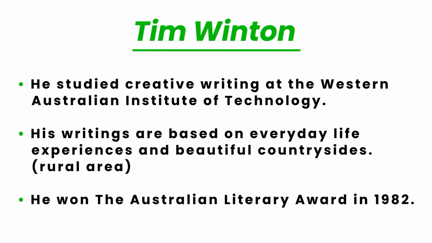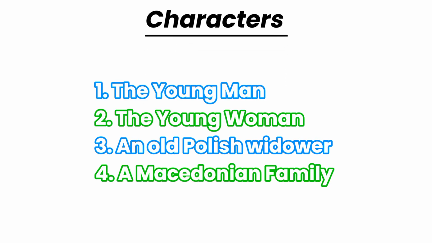So, now let's go to the characters. First of all, we have to know who the characters in the story Neighbours are. Number 1, the young man. Number 2, the young woman. Number 3, an old Polish widow. And the fourth one is a Macedonian family. So, now let's learn about the characters in detail.